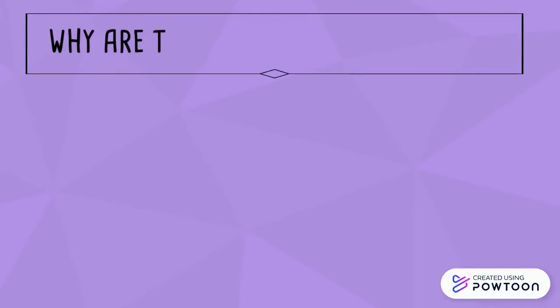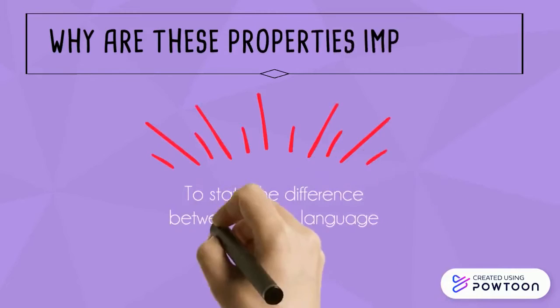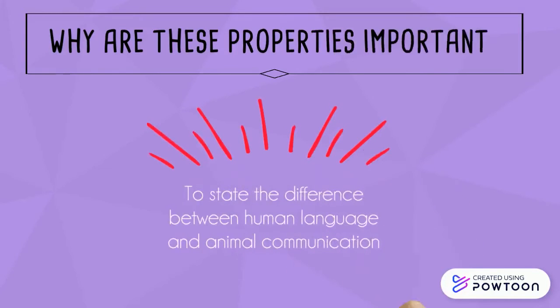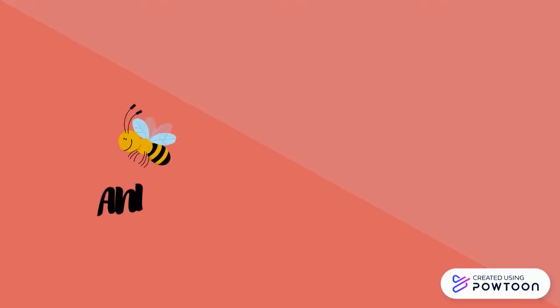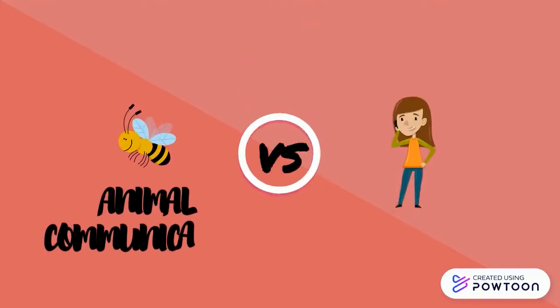Why are these properties important? Taking into consideration the properties of human language that we mentioned before, it is possible to observe the reason why they are crucial to state the difference between animal communication and human language. Let's move on to human language and animal communication.